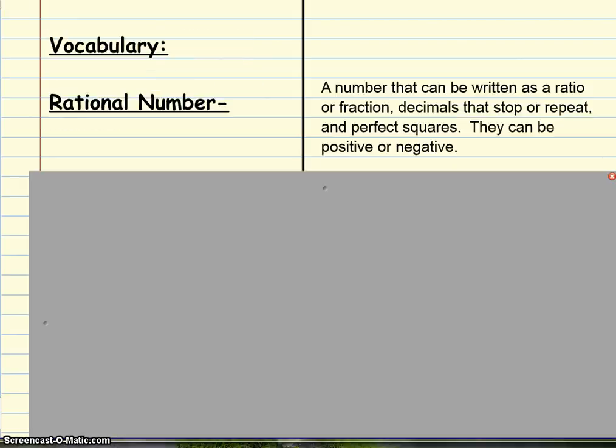All right, we're going to start off with two vocabulary words. First one is rational number. Go to page R in your vocabulary section and put down rational number. And the definition is a number that can be written as a ratio or fraction, decimals that stop or repeat, and perfect squares. And these numbers can be positive or negative.